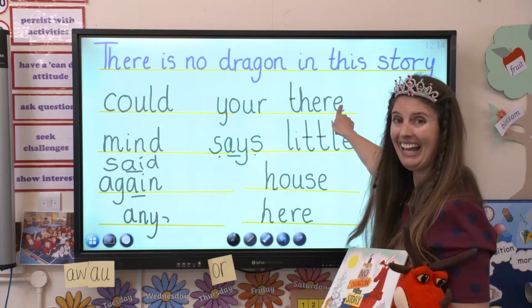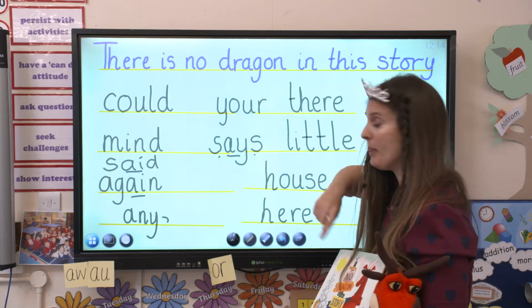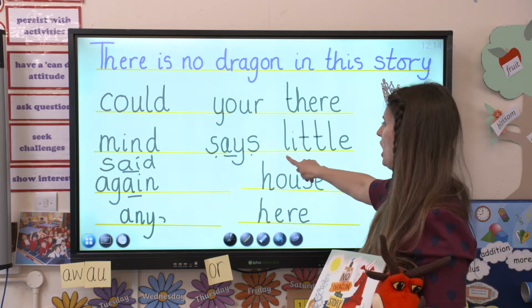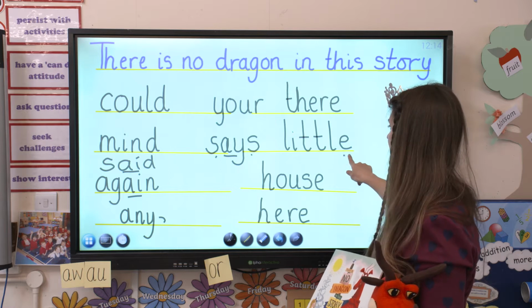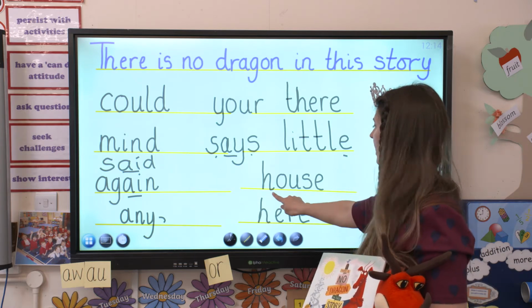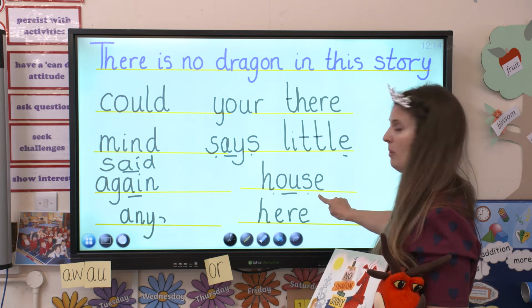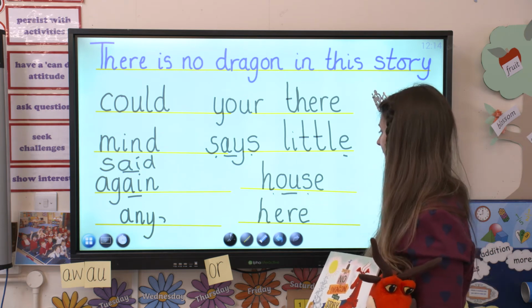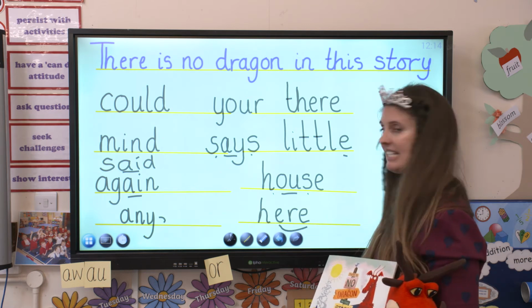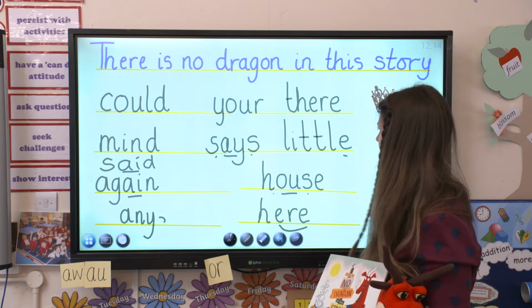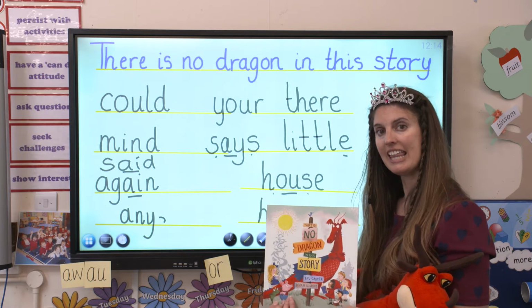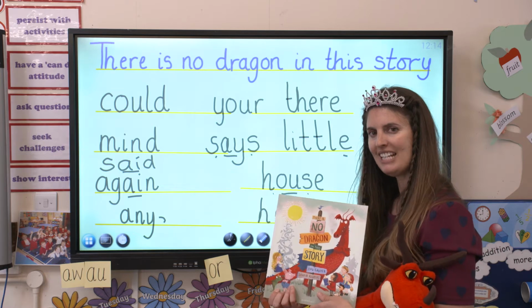We've got there, as in over there. And I've joined up my TH. We've got little, with our silent E at the end. We've got house, also with a silent E at the end. And we've got here. It's got a split digraph E in here, hasn't it? Here. So they are the common exception words you're going to hear in this book. Let's have a listen to the story.